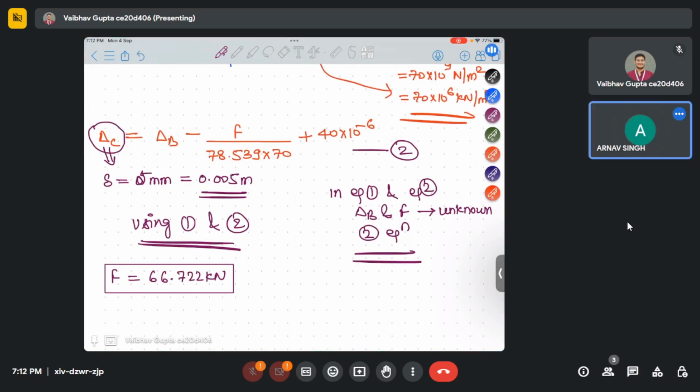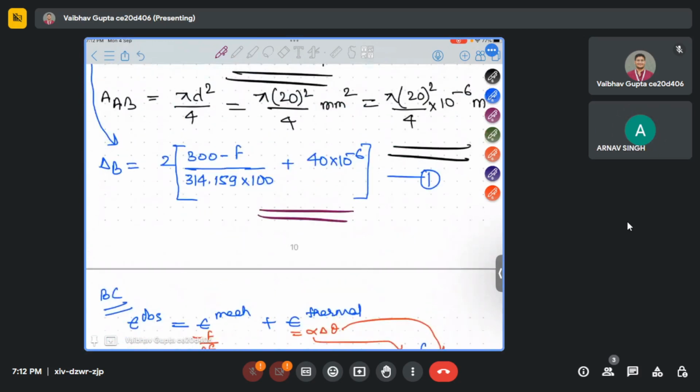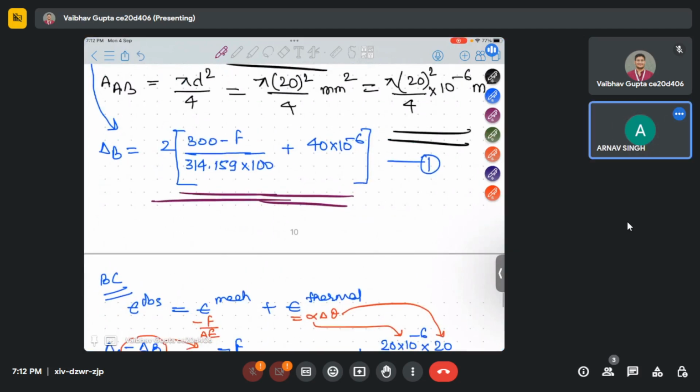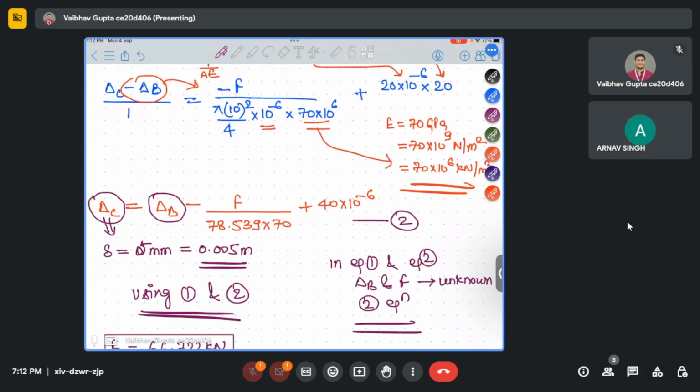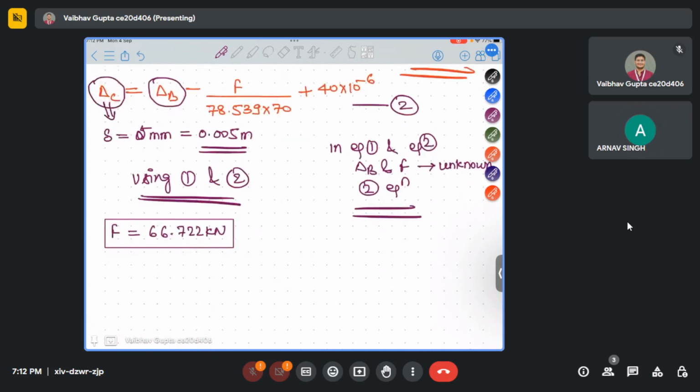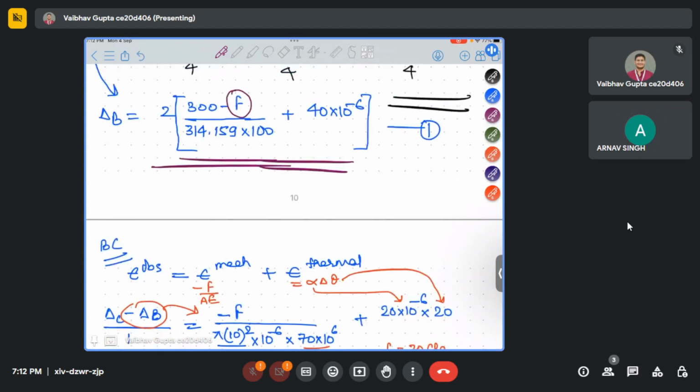Delta B we found in expression 1. Just put the value of delta B here. So this expression will only have F as unknown; other things are known to you. You can find the value of F. That is what I have found to save time. Now when you put this F value in equation 1, you can find delta B.